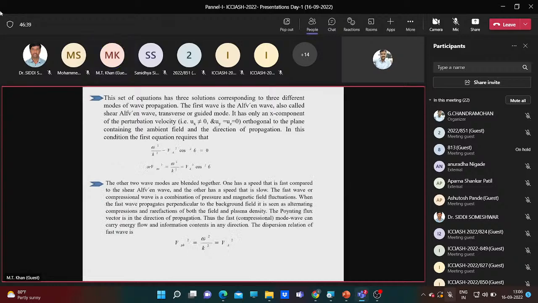This set of equations has three solutions corresponding to three different modes of wave propagation. The first wave is the Alfvén wave, also called the shear Alfvén wave, transverse or guided mode. It has only an S component of the perturbation velocity orthogonal to the plane containing the ambient field and direction of propagation. In this condition, the first equation requires that omega squared upon k squared, where omega is the angular velocity and k is the wave number, equals B_A squared, the Alfvén velocity.